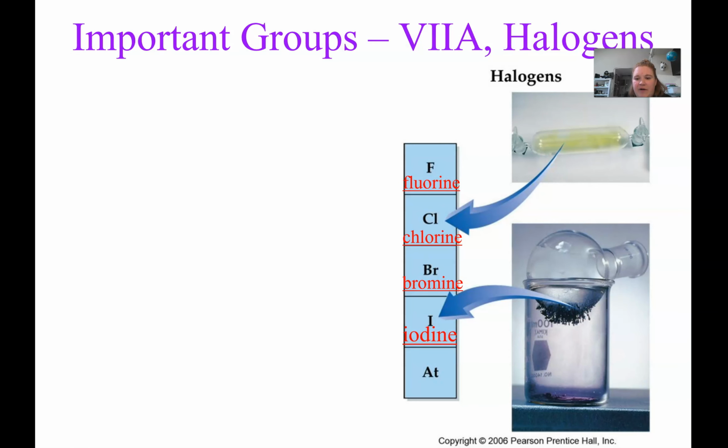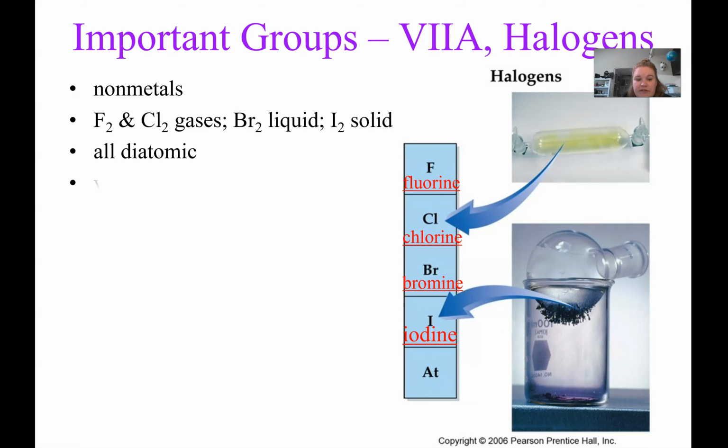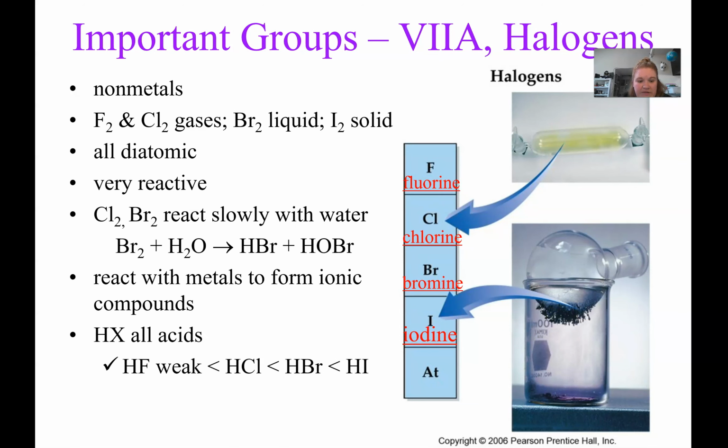And then on the other side of our periodic table, we have the halogens, which are all nonmetals. We have a little bit of mixture of phases though. Fluorine and chlorine are both gases. Bromine is a liquid, and iodine is a solid. They're all diatomic, which means they all come in pairs. So notice it's written as F2, Cl2, and we'll talk more about that in our next chapter. They are also all very reactive.